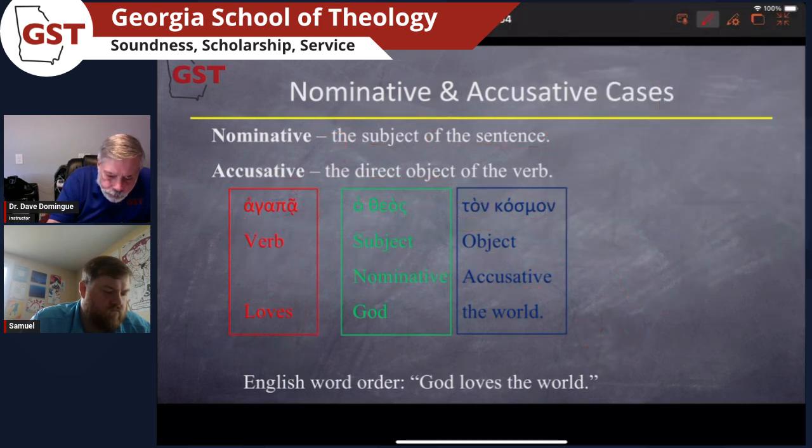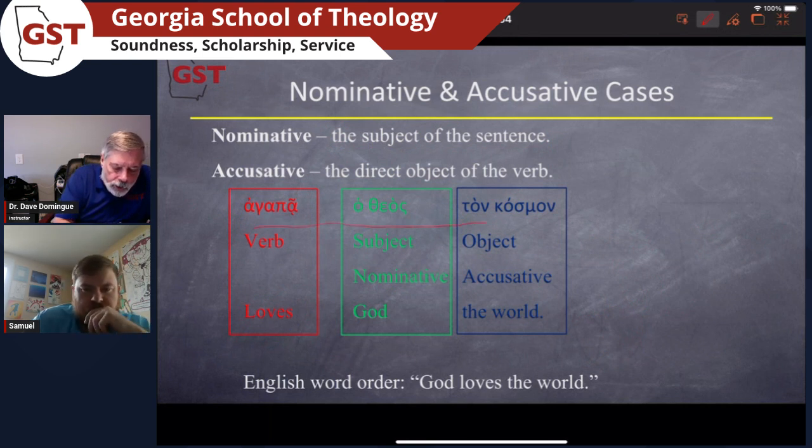All right, so agape, ho theos, ton kosmon. Agape, we said, is a verb. We know it means loves. Ho theos, we know is a subject in a nominative case because we have our sigma in a second declension pattern with the omicron connecting vowel, and our article, also the ho. And then we see our direct object, especially with the ton and the kosmon here. And so literally this reads, loves God the world. But in English, we translated God loves the world because the subject precedes the verb and the direct object follows the verb.